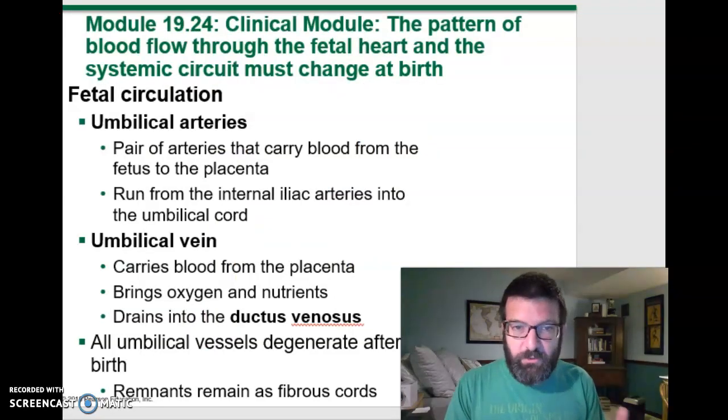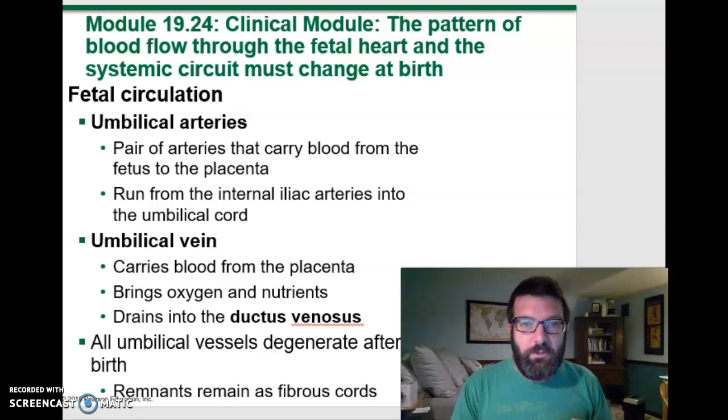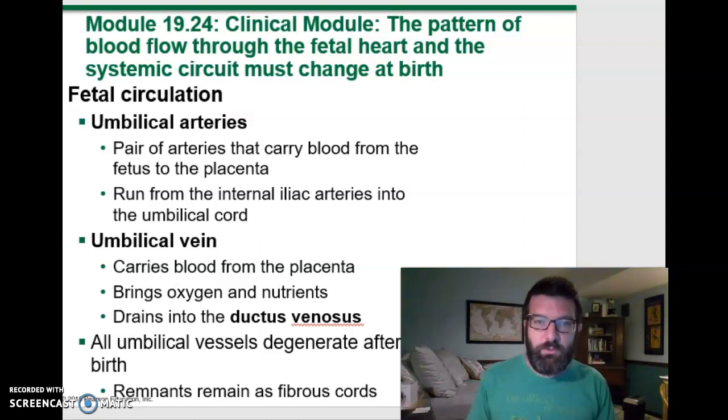Now, as we finish up chapter 19, I want to talk about one more topic, and it is fetal circulation. So fetal circulation is going to be similar in most ways to normal adult human circulation, except that you are not oxygenating your blood at your lungs when you're a fetus. You're doing it at the placenta. You're also not getting your nutrients or dropping off your wastes at your intestines or your kidneys. You're doing it at the placenta.